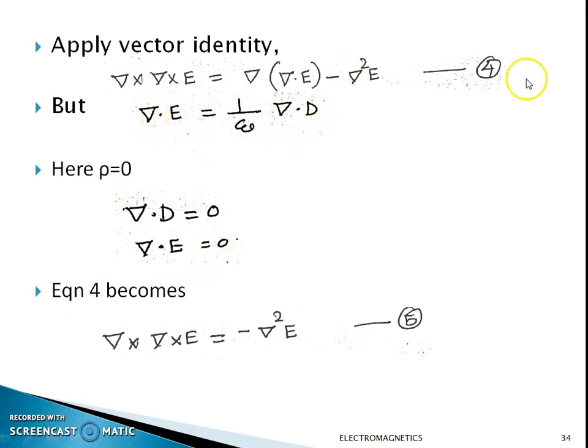Then equation 4 becomes del cross curl E is equal to, this term will be 0 because del dot D is equal to 0. Then the equation is only having minus del square E. Mark it as equation number 5.